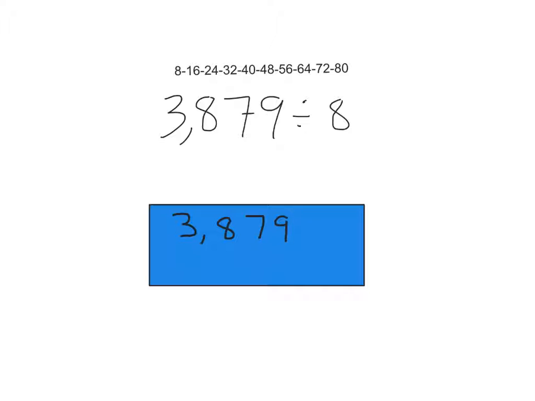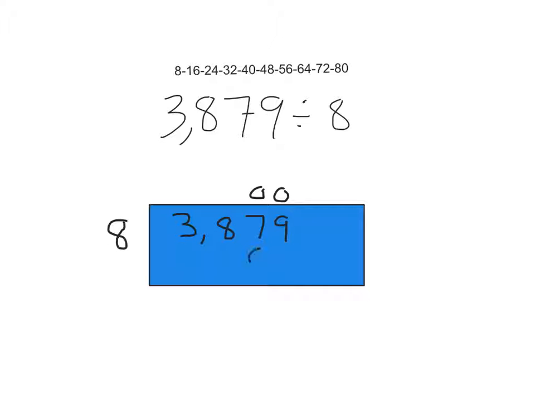I'm going to plug the 3,879 right inside the box. I'm going to grab that 8 and put it on the outside of the box. And now I'm looking at how many times the 8 can go into 3,879. Well, 8 cannot fit into 3, but it can fit into 38. So I'm going to grab a couple of zeros and put them up here to hold my place value above the 7 and above the 9.